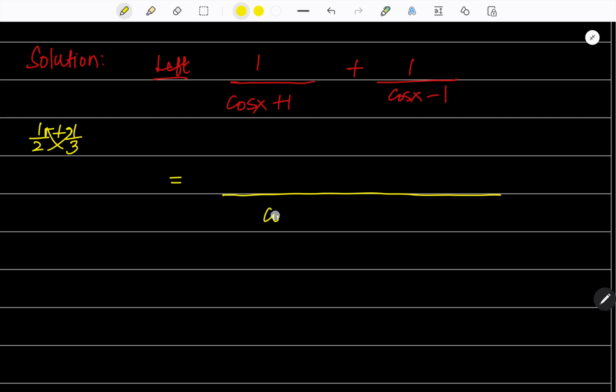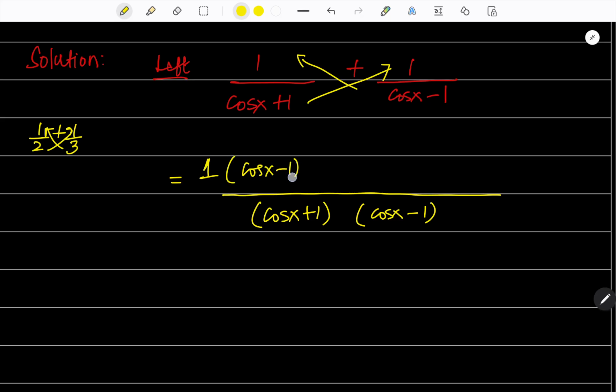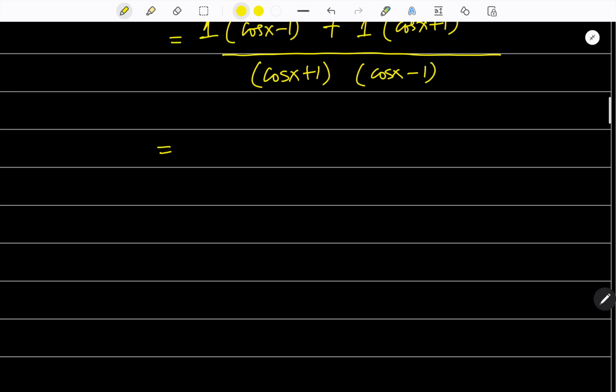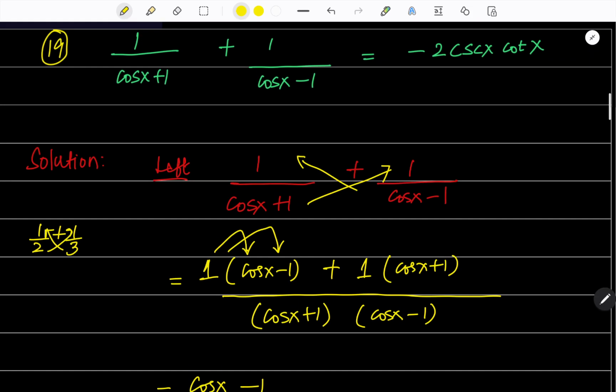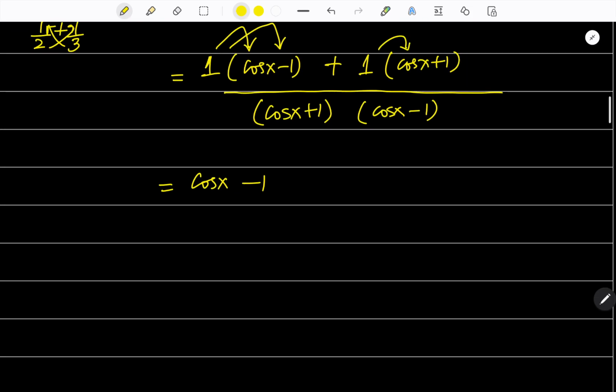So the denominator is cosine x plus 1 and cosine x minus 1. You are going to multiply here and multiply here: 1 multiplied by cosine x minus 1, plus 1 multiplied by cosine x plus 1. The numerator is very simple. 1 times cosine x is cosine x. 1 times 1 is minus 1. And then 1 times cosine x is cosine x. And 1 times 1 is going to become 1.